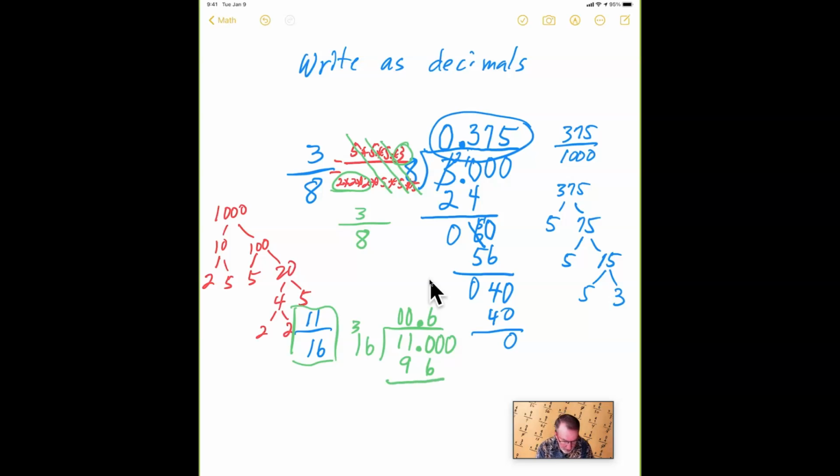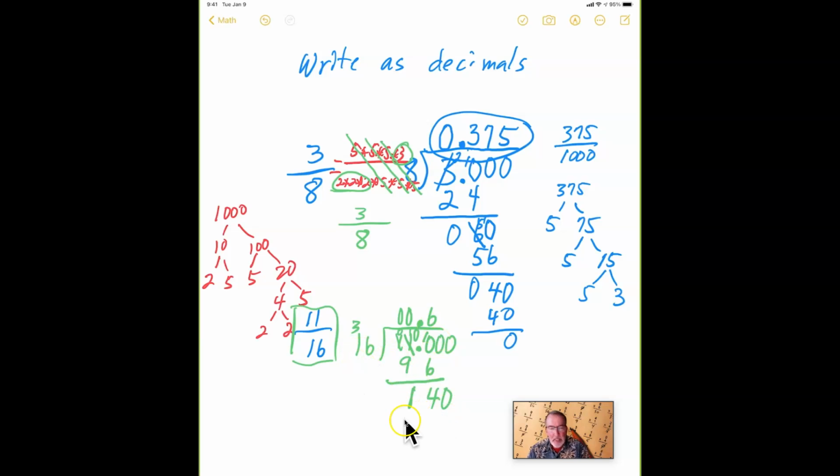All right, let's subtract and see what we have. Borrow 1 from this 1, leaving 0 and giving us 10 here. 10 minus 6 is 4. And then borrow 1 from this 1, leaving 0 and giving us 10 there. 10 minus 9 is 1. So we have 14 here. And we're going to bring down the next number, which is a 0. And then we can move forward.